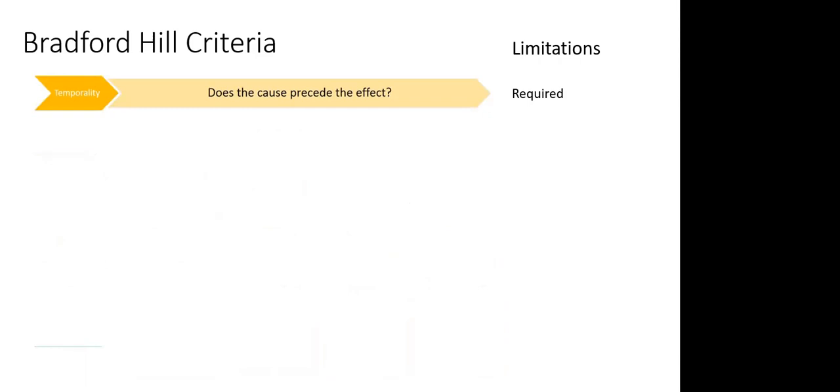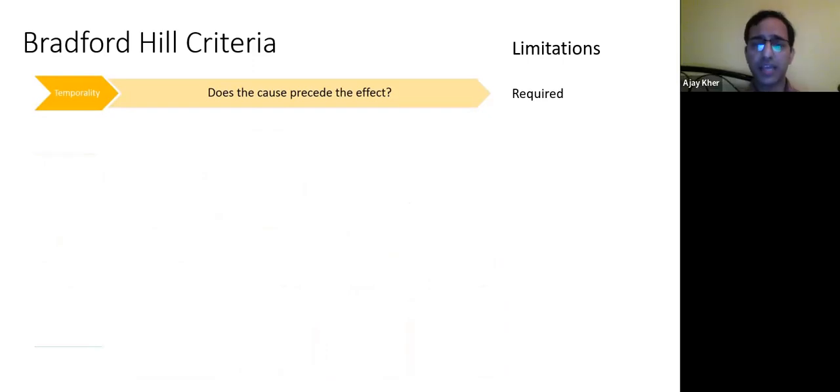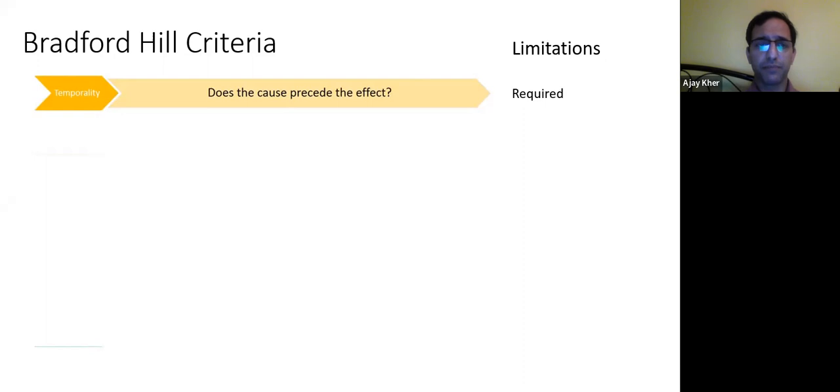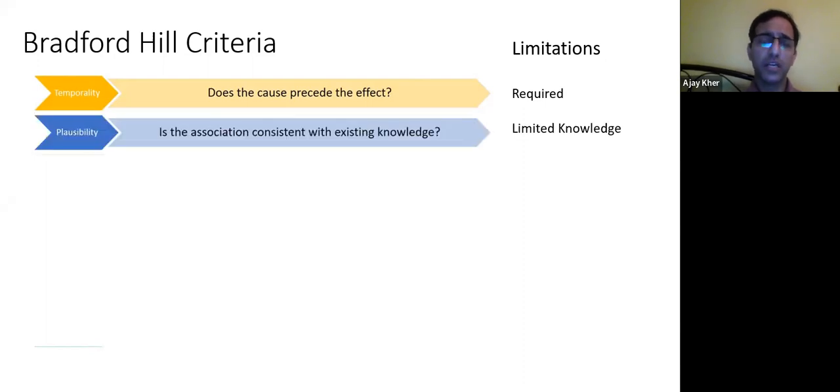The cause has to precede the effect. So this is something that is absolutely required, but may require multiple investigations to ensure that the cause is preceding the effect. Next is plausibility, meaning that the association that we are finding is consistent with the existing knowledge. So again, our knowledge could be limited, and so as we grow, we might find new associations. So this may not be true all the time, but again, you do want biological plausibility, that it should make sense. It shouldn't be something which is completely inconsistent with what is possible in the world.